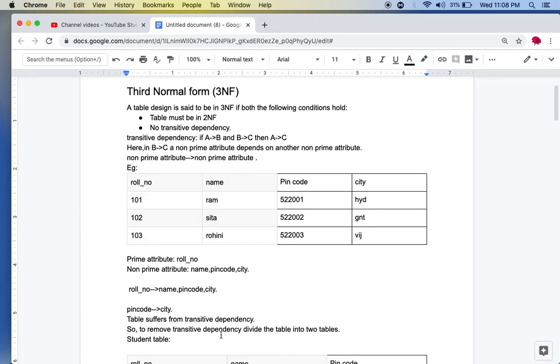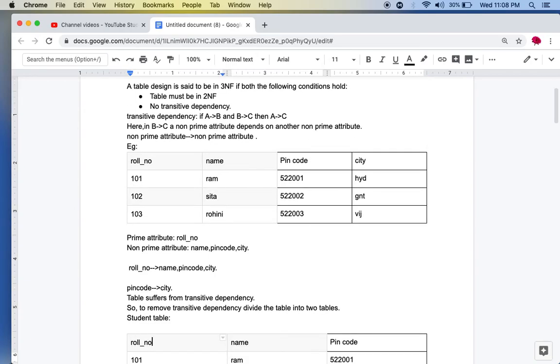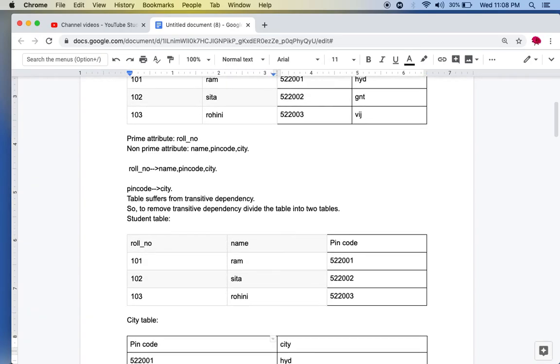To remove the transitive dependency, divide the table into two different tables. Okay. First one is the student table. In this we mention the roll number, name, pin code as the attributes. By using the roll number, I can find out the name and pin code number. Therefore, name and pin code are the non-prime attributes and the roll number is a prime attribute.